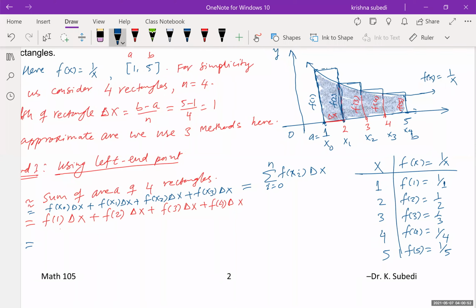Now let us substitute the values. f of 1 is 1, times delta x is 1, we already calculated that, plus f of 2 is a half, delta x is 1, plus f of 3 is 1 over 3, 1 over 4, 1. I want you to calculate this and let me know what is the value all together. You can tell me in decimal notation.